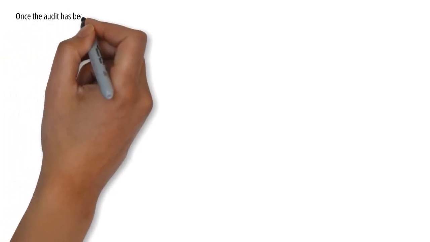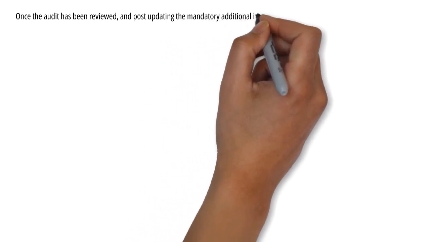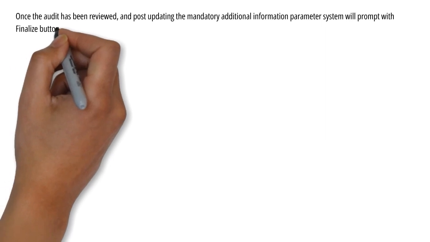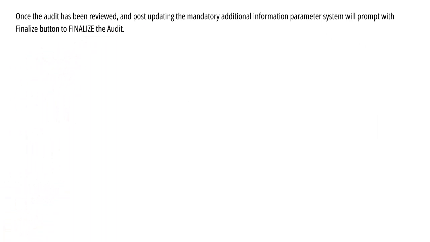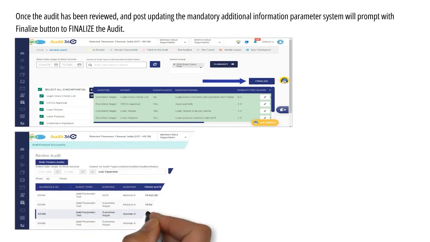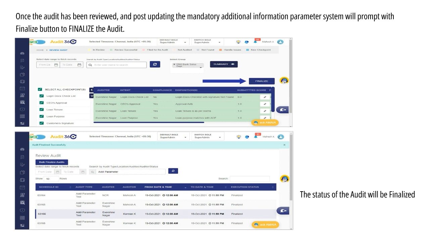Once the audit has been reviewed, and after updating the mandatory additional information parameter, the system will prompt with the Finalize button to finalize the audit. The status of the audit will be finalized.